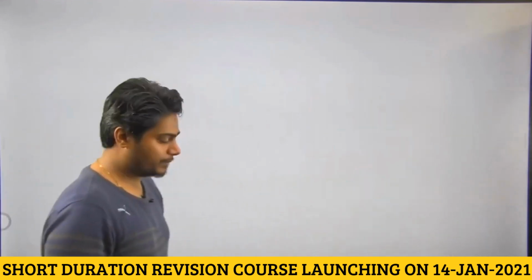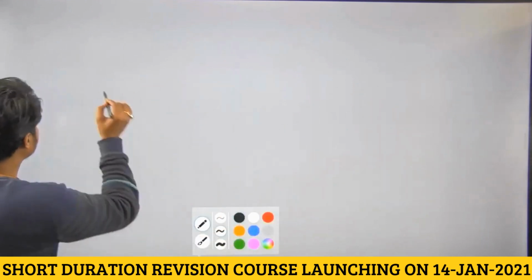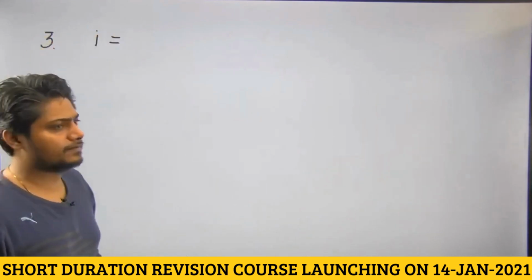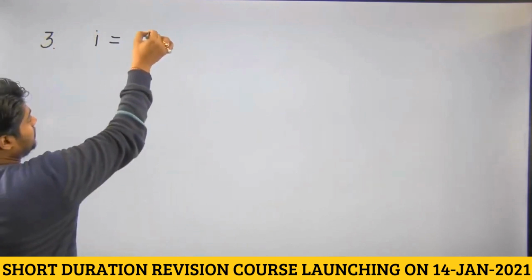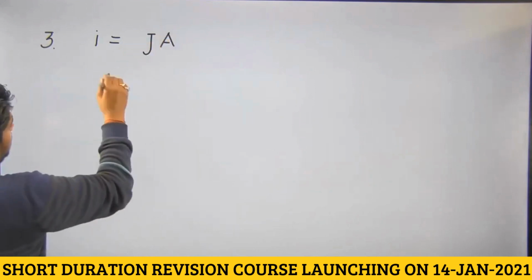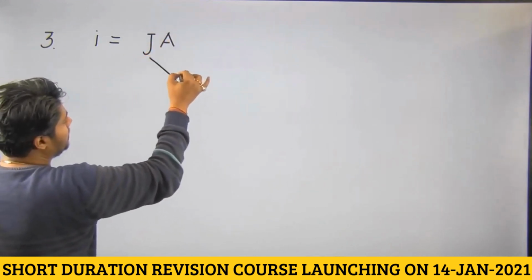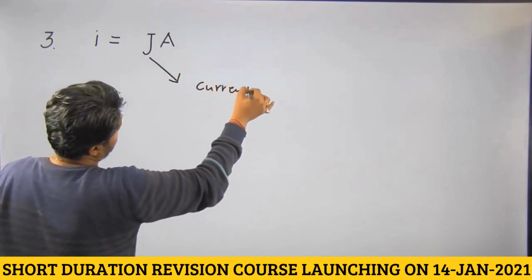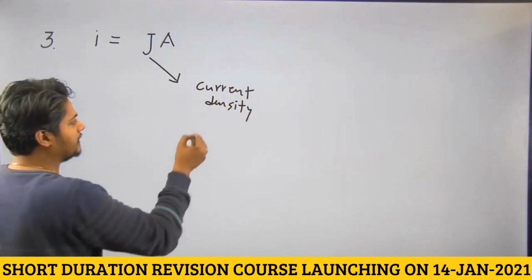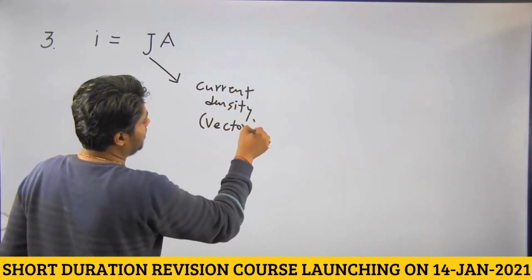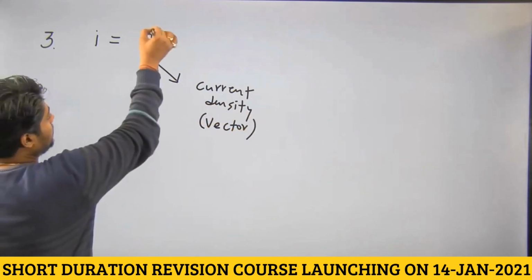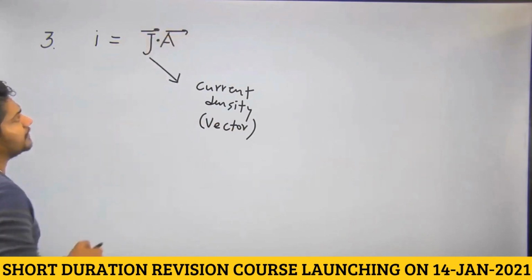Now, let us go to the third expression of electric current. I is also defined in terms of current density as J into A. Basically, J is the current density, which is a vector quantity, because it depends on the orientation of the area through which you are calculating the current. So it is not just J times A, it is the dot product, J dot A.